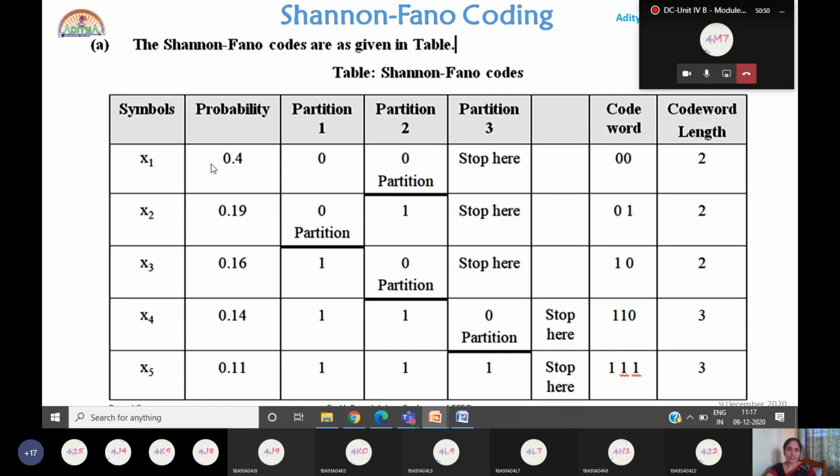So the average code word length can be obtained by taking the sum of the products of the probabilities and code word lengths of all symbols. That can be represented as an equation: summation k equal to 1 to 5 symbols, p_k into L_k. L_k represents the code word length of the kth symbol, and p_k represents the probability of the kth symbol. For any symbol, take the corresponding probability multiplied by the code word length and take the sum.